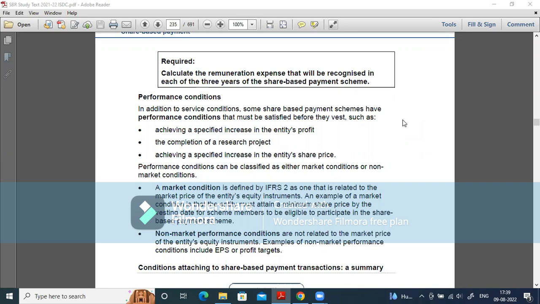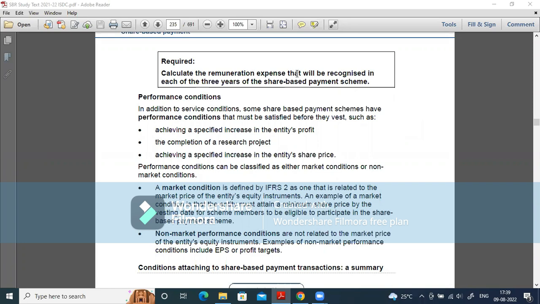Once again, I repeat, with performance conditions the employees will get the right on those equity or share options when specific criteria are satisfied. If it is market-based, the criterion will be achieving a specific price for the share, and non-market-based performance conditions are like earnings per share of the company, or sales of the company. It may include two also.